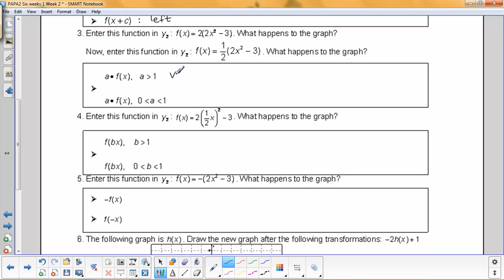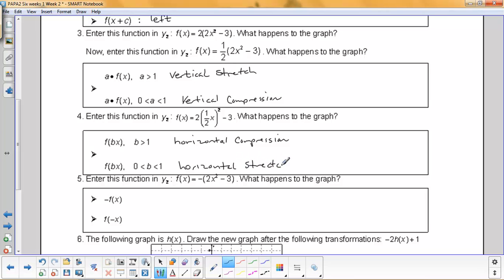This is what is known as a vertical stretch. This is a vertical compression. When it is inside of the parentheses, the multiplier, you get a horizontal compression when the value of b is larger than 1, and a horizontal stretch when it is a fraction.